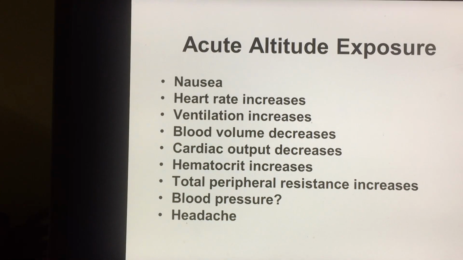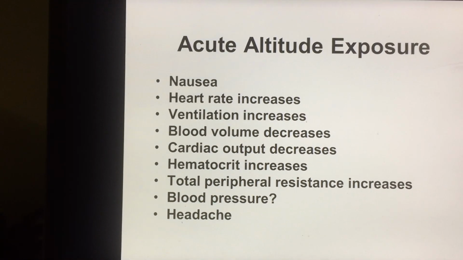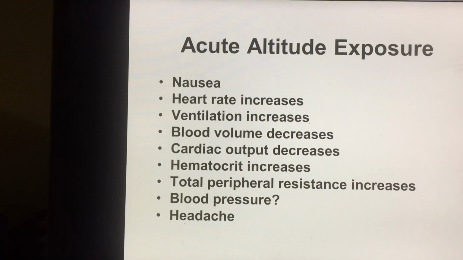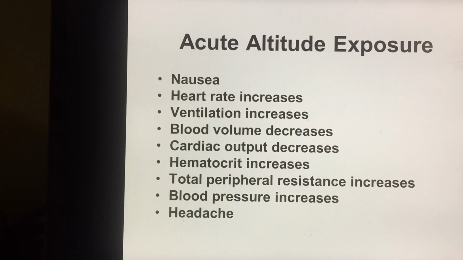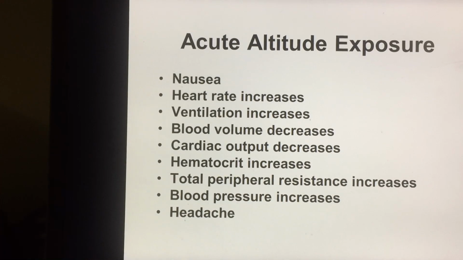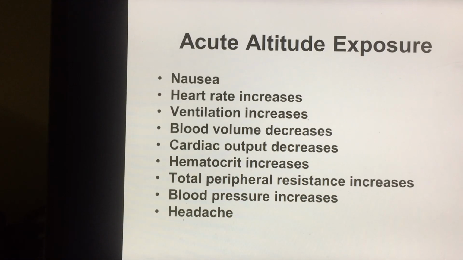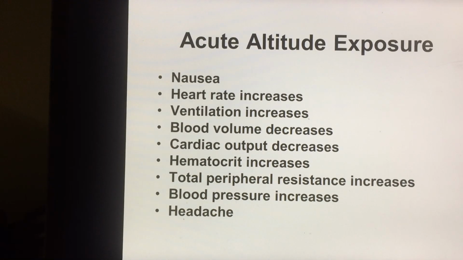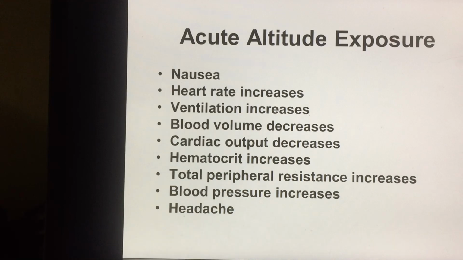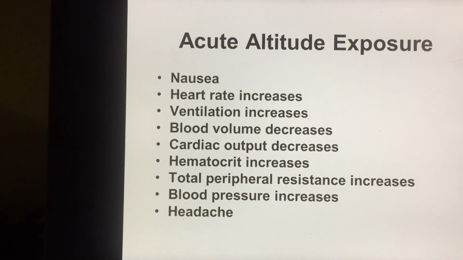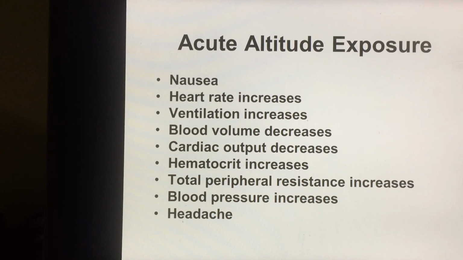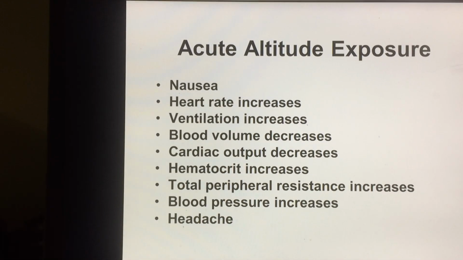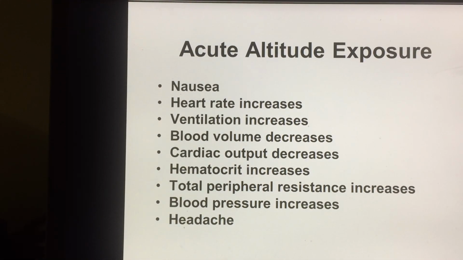Your blood pressure is equal to your cardiac output multiplied by your total peripheral resistance. Because your total peripheral resistance goes up so much, your blood pressure will end up increasing, despite the fact that you have a reduction in cardiac output. So recall that blood pressure equals cardiac output multiplied by total peripheral resistance. In this case, it increases because of the huge increase in total peripheral resistance. And another symptom that you experience on acute altitude exposure, or some people experience, is headache.